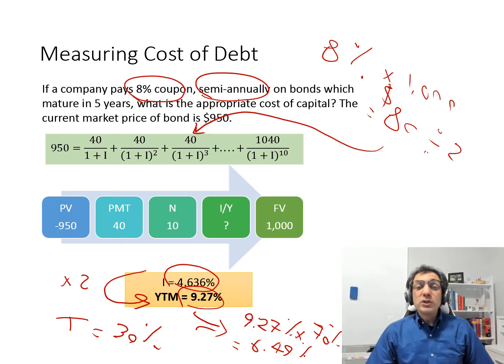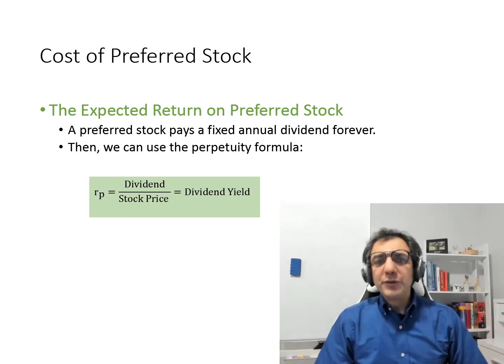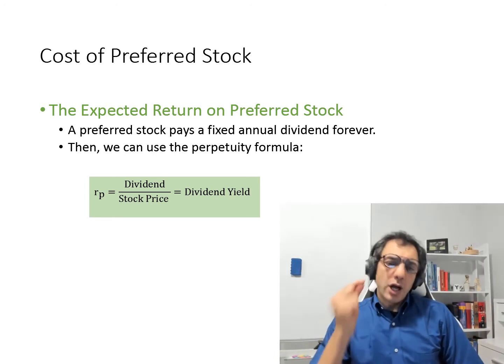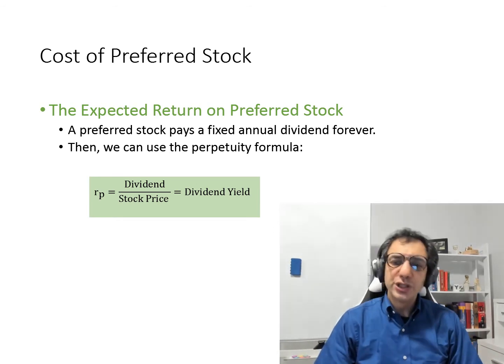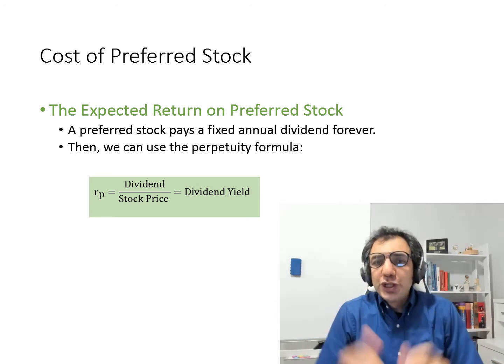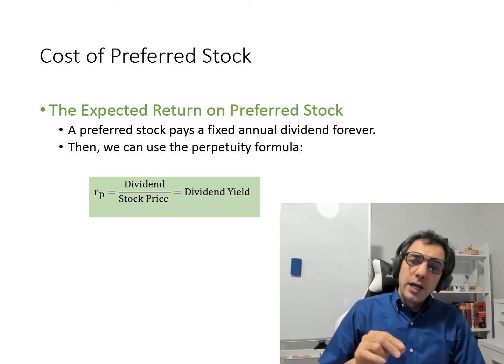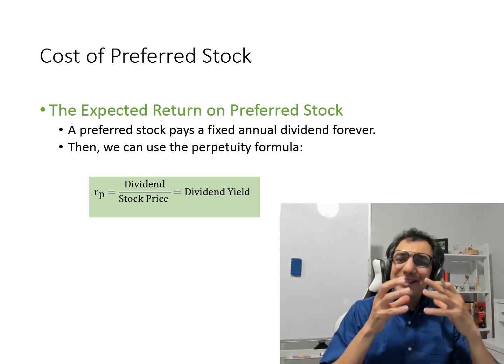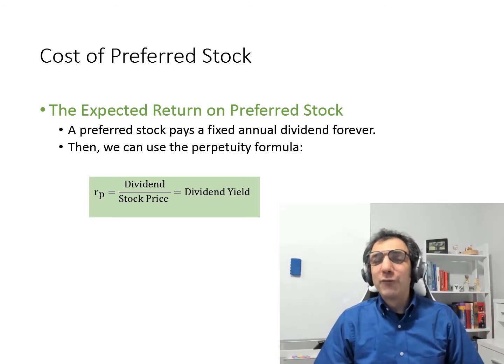Which number do you need to use in the cost of capital? Of course, we'll always go with the after-tax cost of debt when it comes to WACC, the weighted average cost of capital. What about the stock? Now, if you're talking about preferred stock, we learned that we can calculate the cost of preferred stock based on the expected return on the preferred stock. And what is the expected return on preferred stock? It's very simple. Since the assumption here is that with preferred shares you receive the same amount of dividend forever, that's an example of a perpetuity.